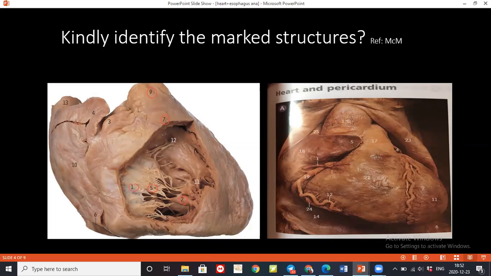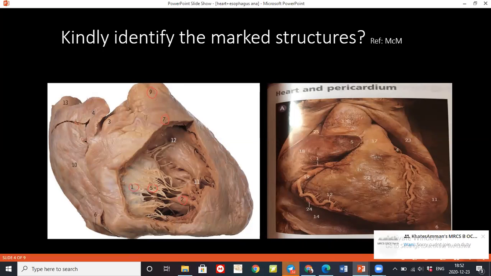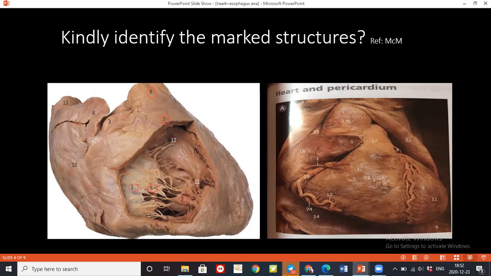Can you please tell me how many borders the heart has? The right border is mainly formed by the right atrium, and the left border is mainly by the left ventricle. Yes. The inferior border by the right ventricle, and a small part of left ventricle. Okay. And how many surfaces does the heart have?